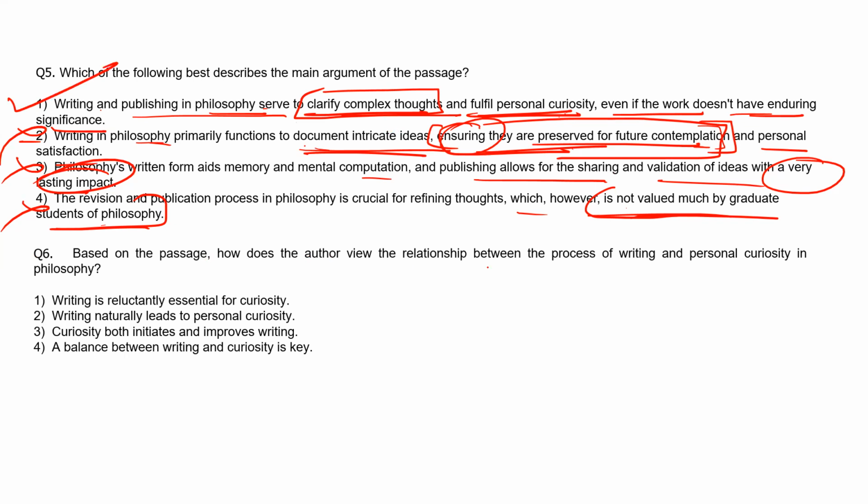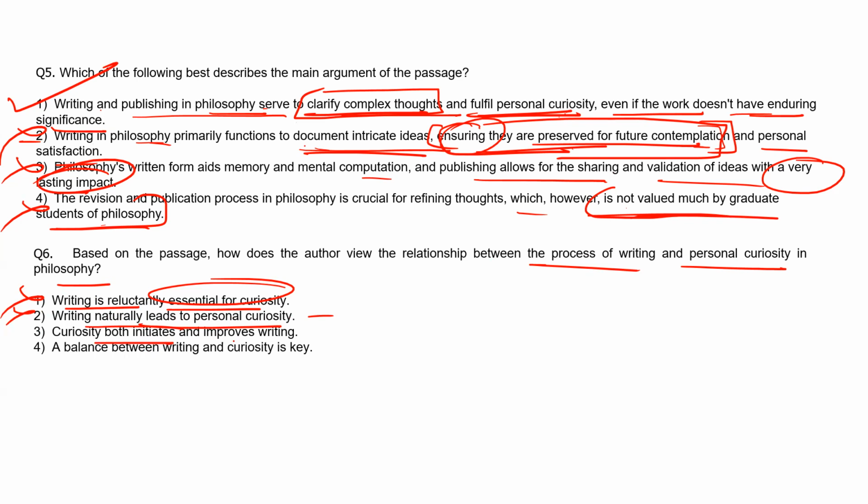Based on the passage, how does the author view the relationship between the process of writing and personal curiosity in philosophy? Process of writing and personal curiosity. Writing is reluctantly essential. ये तो बिल्कुल गलत है. Writing naturally leads, or curiosity then leads to writing. When you are curious, you start thinking about deeper questions, and you start then contemplating, and then you start writing. So curiosity leads to writing and not the other way around.